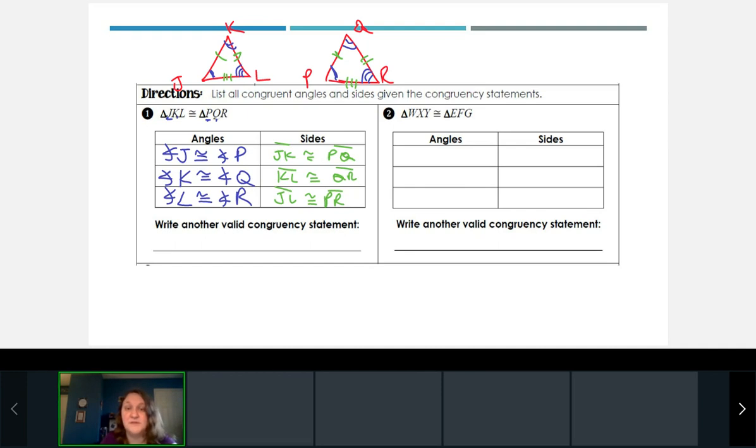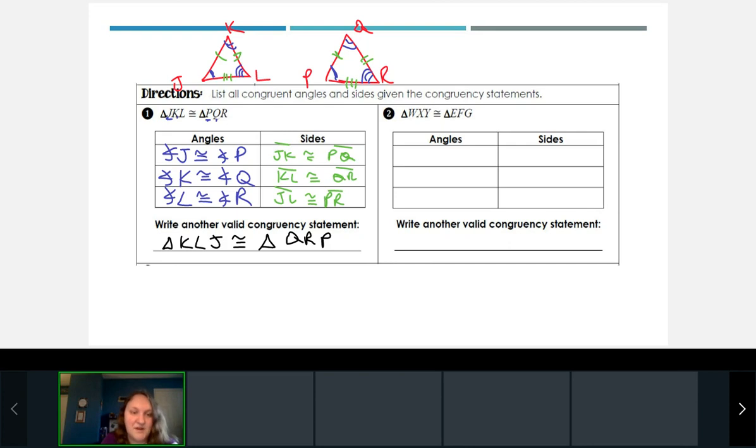Now we could write a different congruency statement. The one they told us was triangle JKL is congruent to triangle PQR, but we could write a different one. We could name that first triangle in a different way. Same letters, just different order. So I could say triangle, let's say KLJ. If I said triangle KLJ, then I would name the second triangle, don't forget the triangle symbol, QRP, yes. Wonderful.